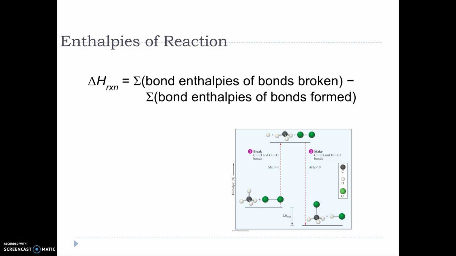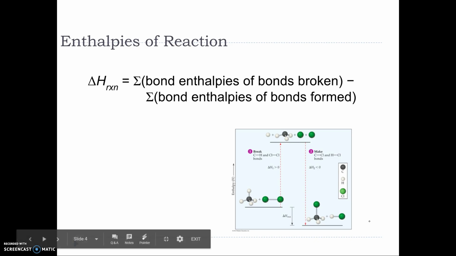But what we're trying to find, if you have a chemical reaction, is the actual heat of that reaction. We can find it with this formula. That funny looking E thing is the summation: the summation of all the bond enthalpies of the bonds broken minus the summation of the bond enthalpies of the bonds formed. I'm going to do an example problem on that. Looking at the bottom here, this is like a reaction coordinate diagram. This is how much energy it takes to break the bonds, this is how much energy it takes to make the bonds, and that difference is going to be the heat of reaction.